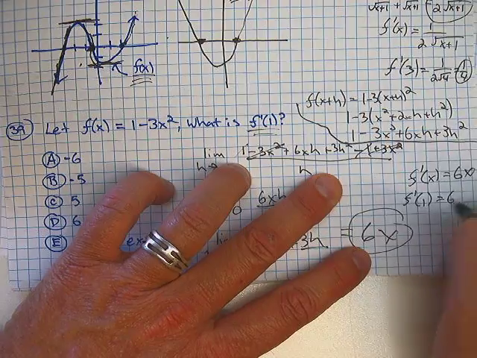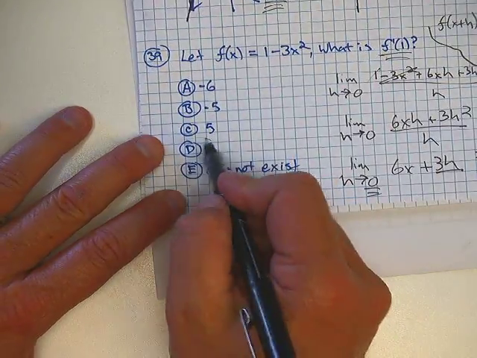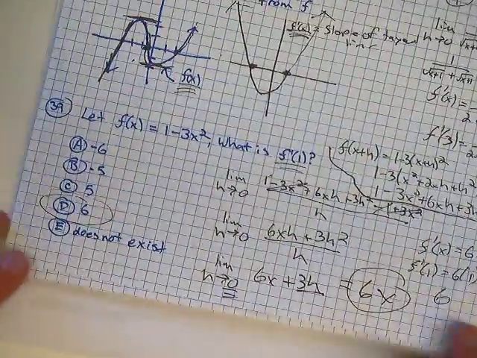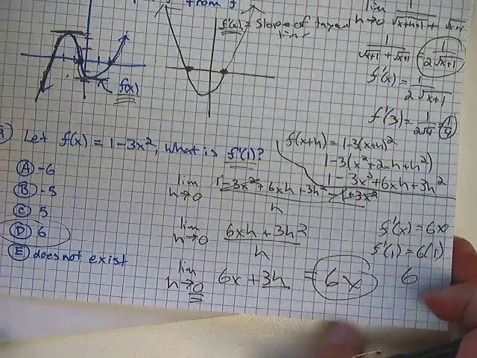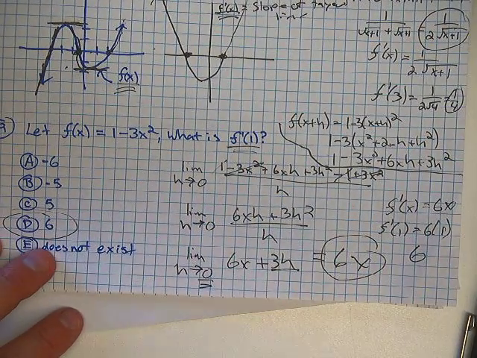But this question said f prime at 1. This is f prime of x is 6x. So f prime of x equals 6x. Therefore, f prime of 1 equals 6 times 1. So our answer is 6, and that answer is D.